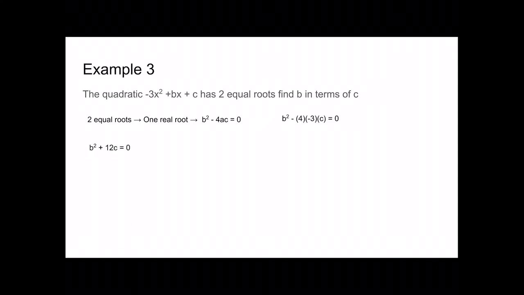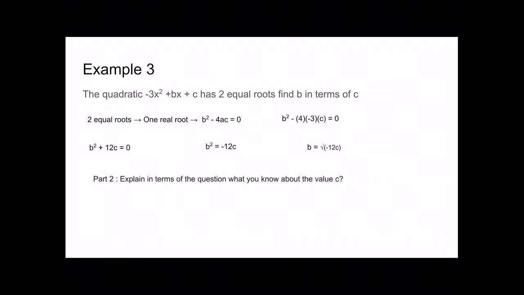And if you simplify that, you should get b squared plus 12c equals 0. And b in terms of c has to be b equals something, okay? So b squared equals negative 12c, and therefore b equals the square root of negative 12c. And that will be your final answer.